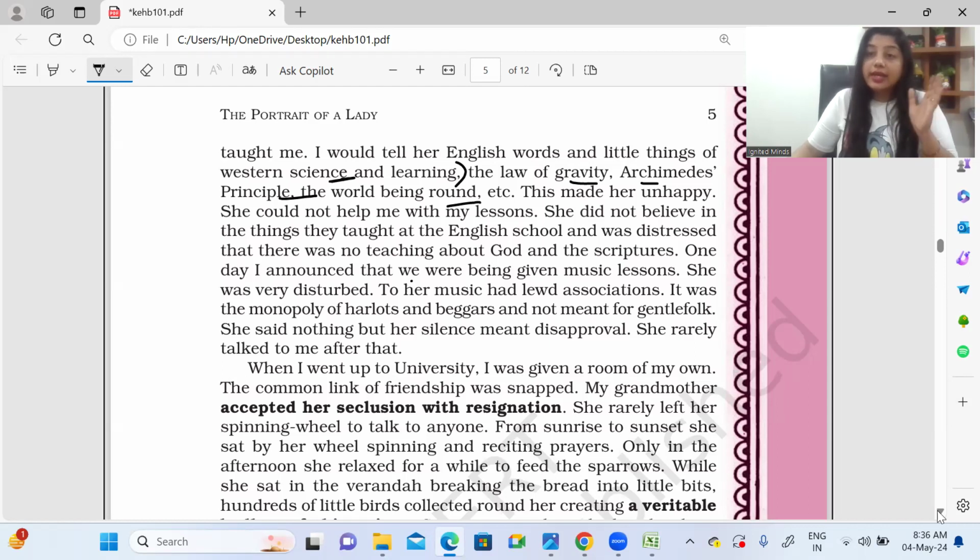She said that you're only learning these kind of practical things. What about the values? Where are they lost? That was not being taught in the school, and this made grandmother unhappy. She was not happy to hear that. She could not help me with my lessons.